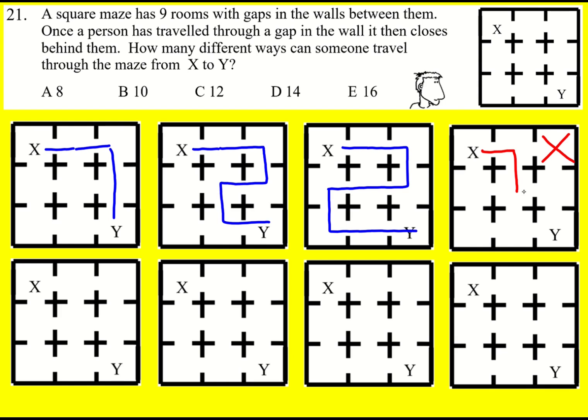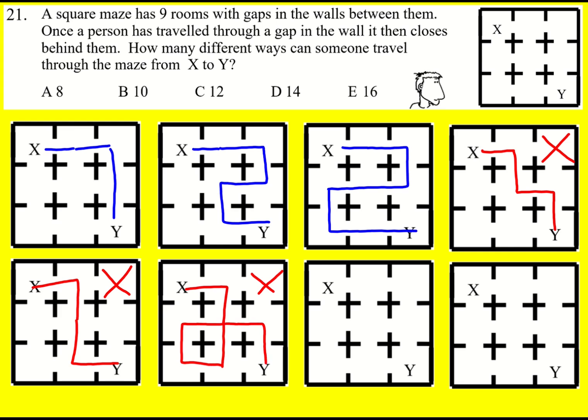So let's look at the possibilities. When I'm in this middle bit, I could go right and then down, or I could go down and then right. But I could also, if I go right, I have to go down. But if I go down, I could actually go back along like this.